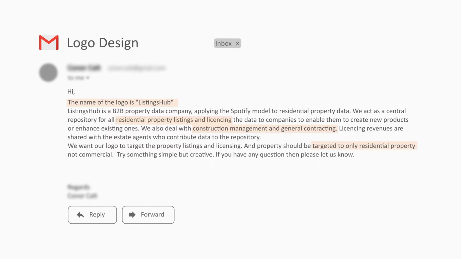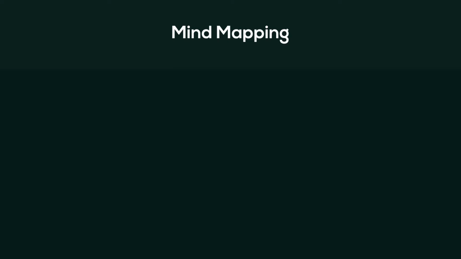Now let's continue with the mind mapping process to design the logo for Listings Hub. To design our logo, we can focus and target a number of points. Like if we want to design a letter logo, then we can use the initial letter L. And we can also use the combination of letter L and letter H. Letter L for listings and letter H for hub.